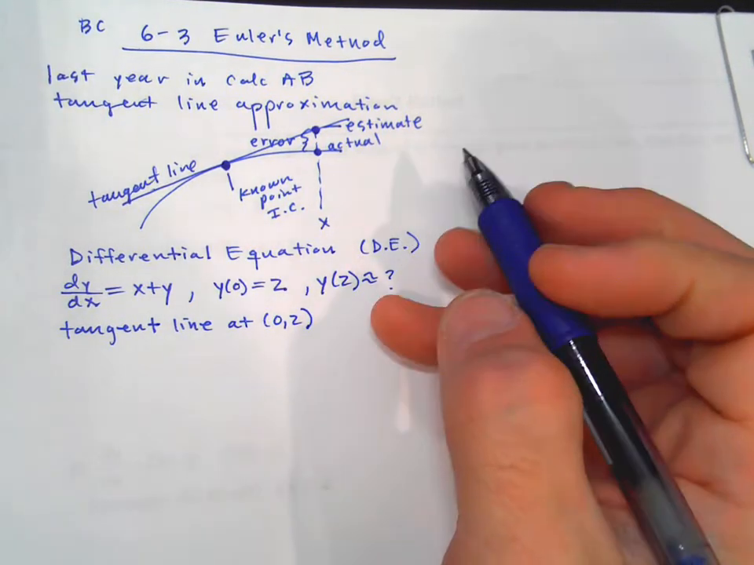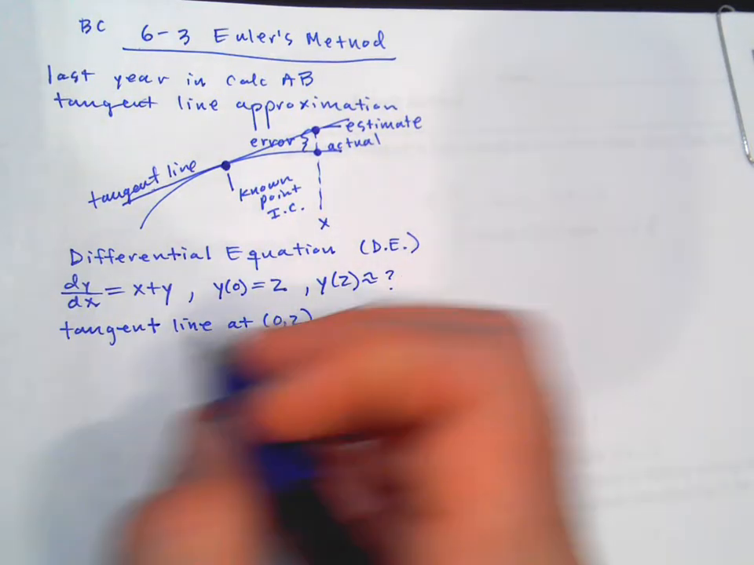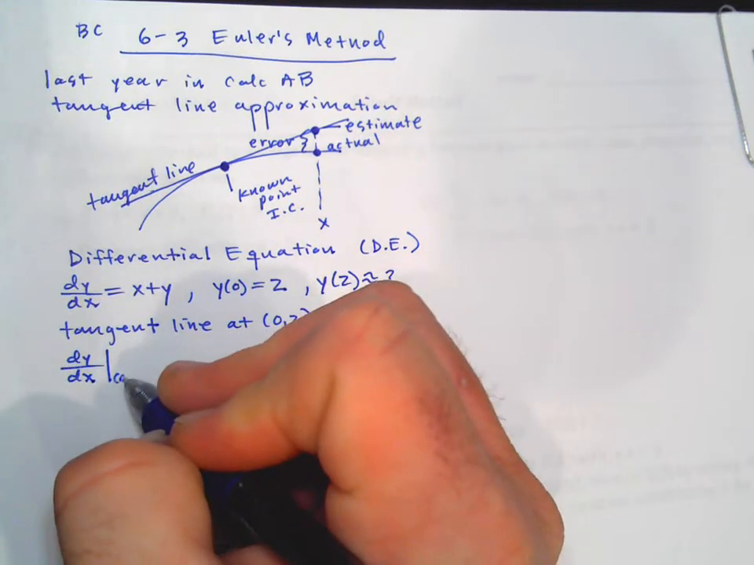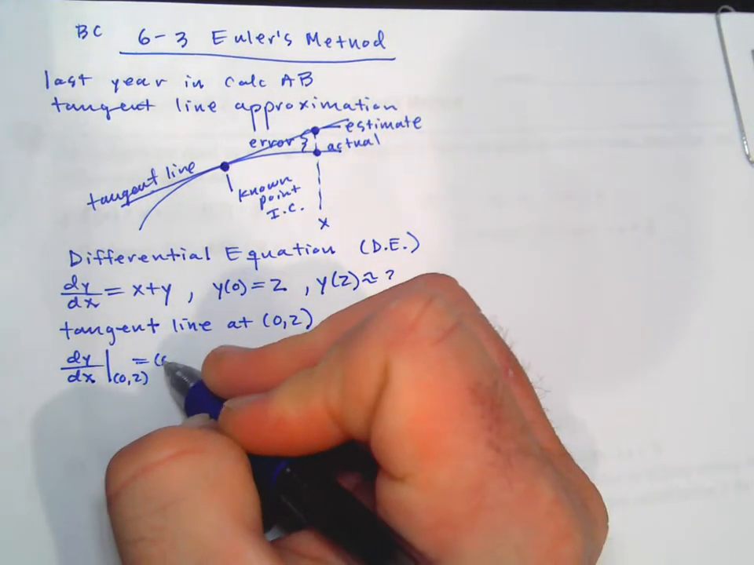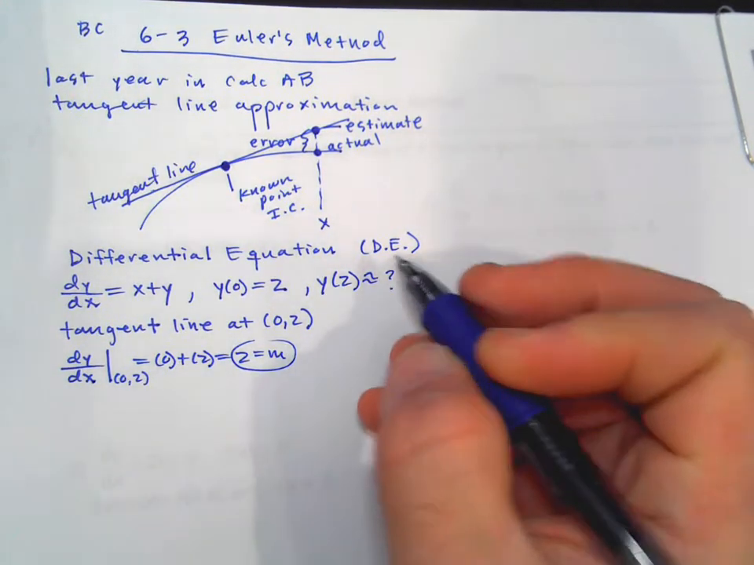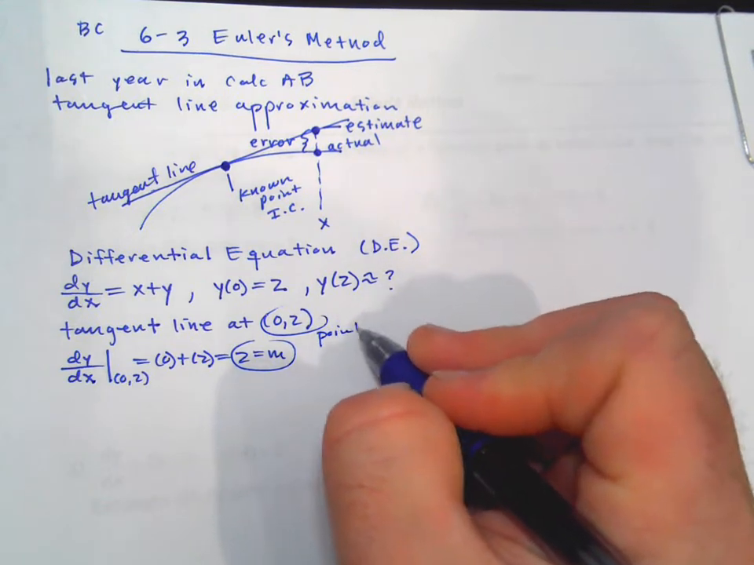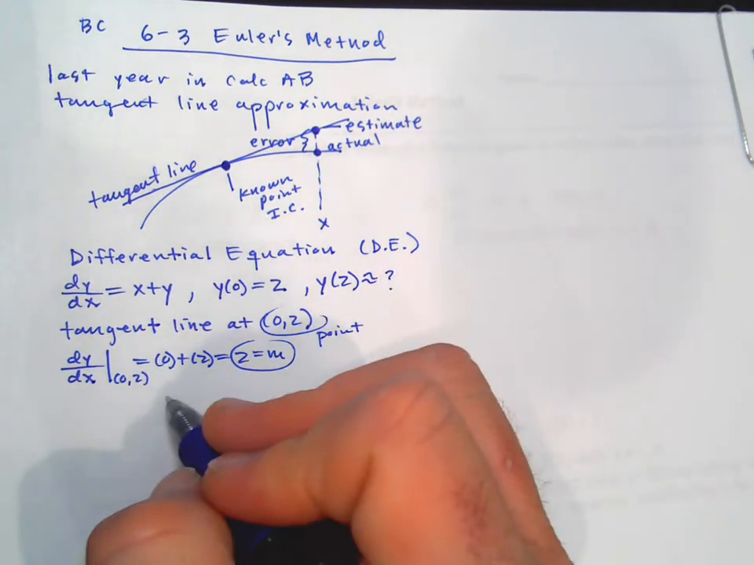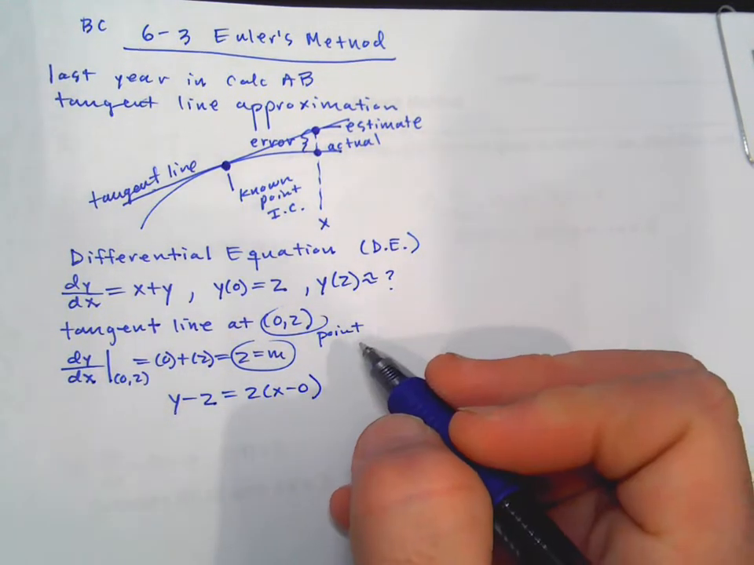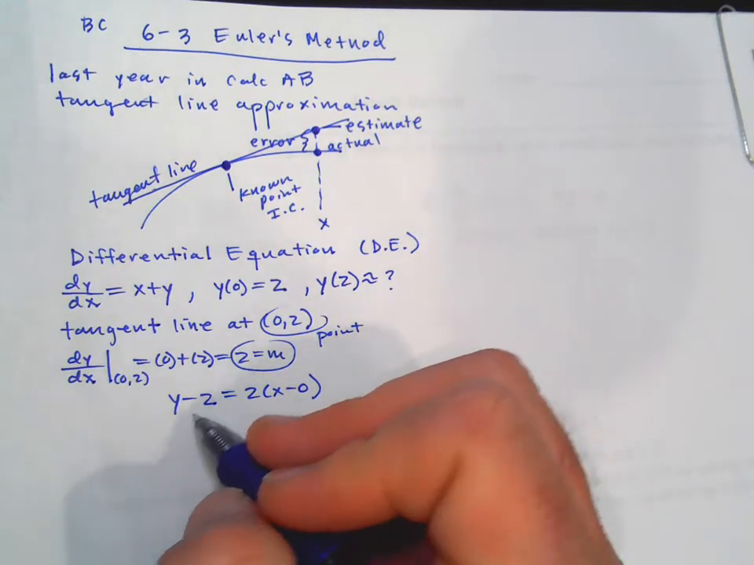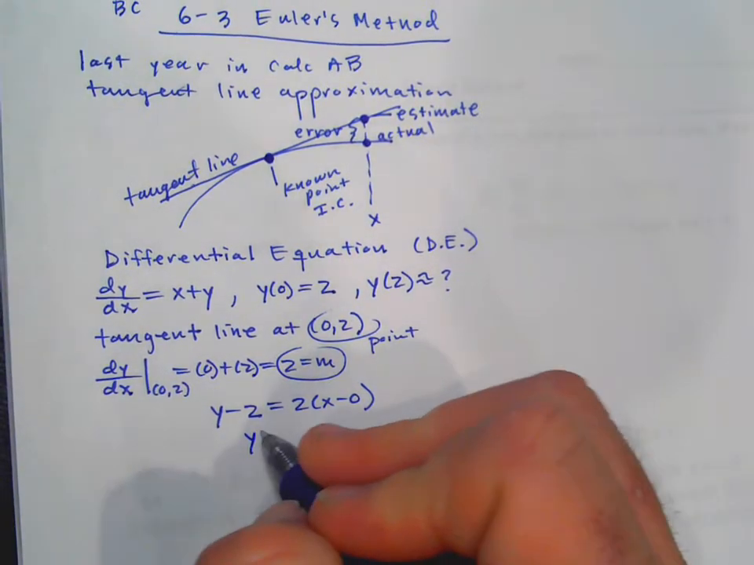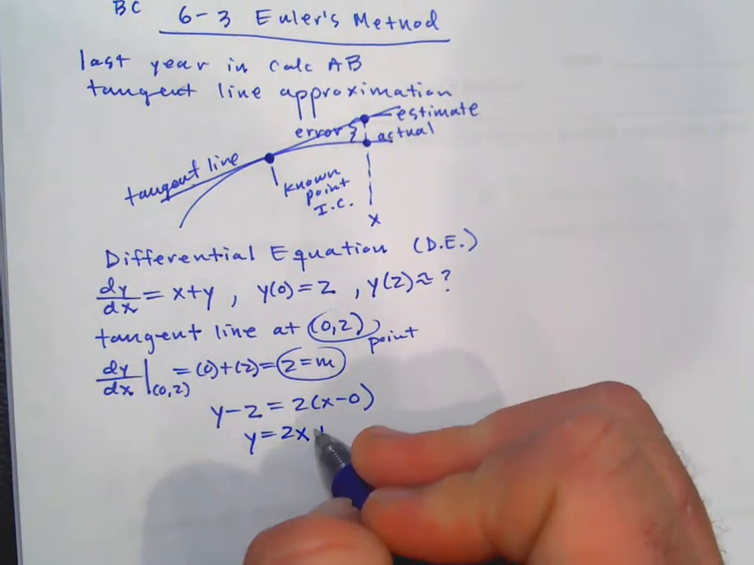And so we need a point, which we already have, and we need the slope. So the slope, dy/dx, at (0, 2) is 0 plus 2, which is 2. And that's going to be your slope. This is your point, right? And we could write the equation in point-slope form. y minus 2 equals 2 times (x minus 0). It might be helpful to change it to slope-intercept form, because we're going to use it to calculate some things. So it'd be y = 2x + 2.